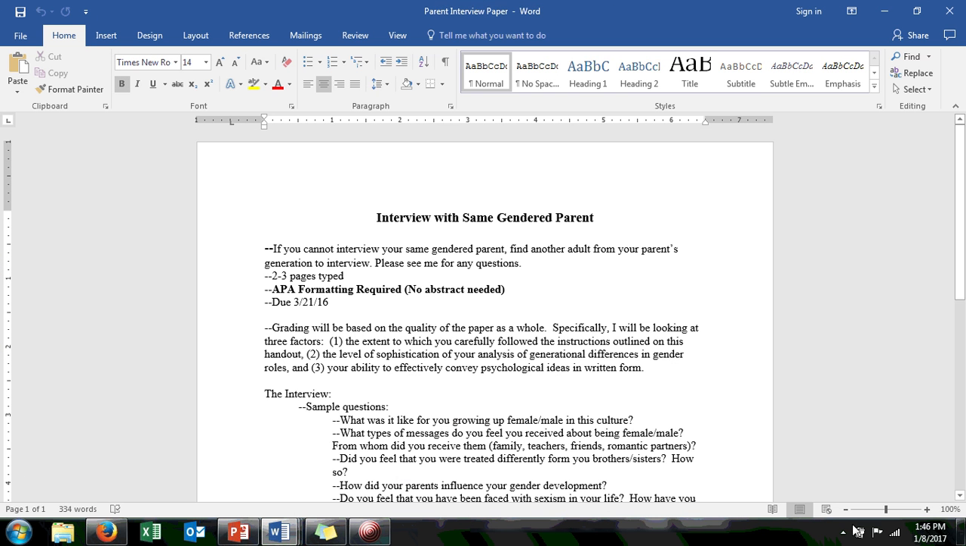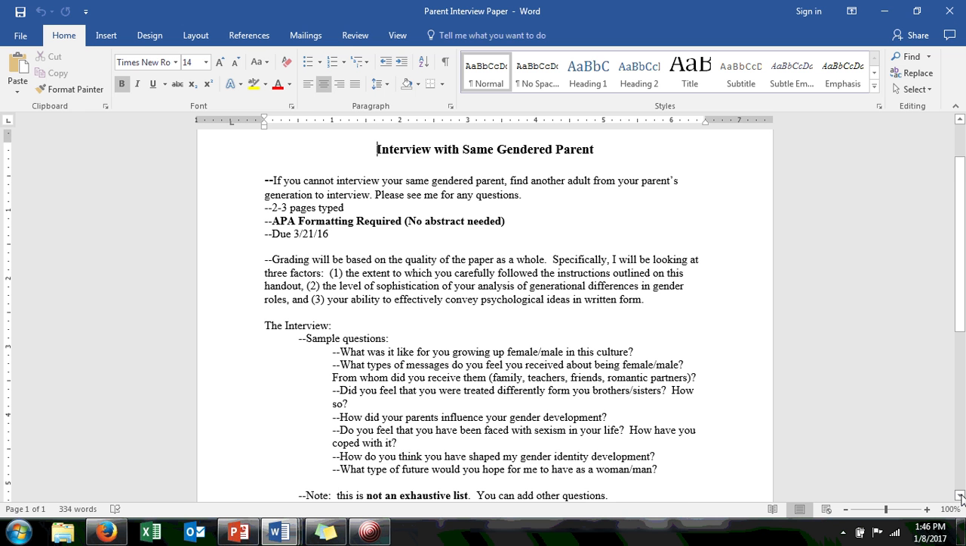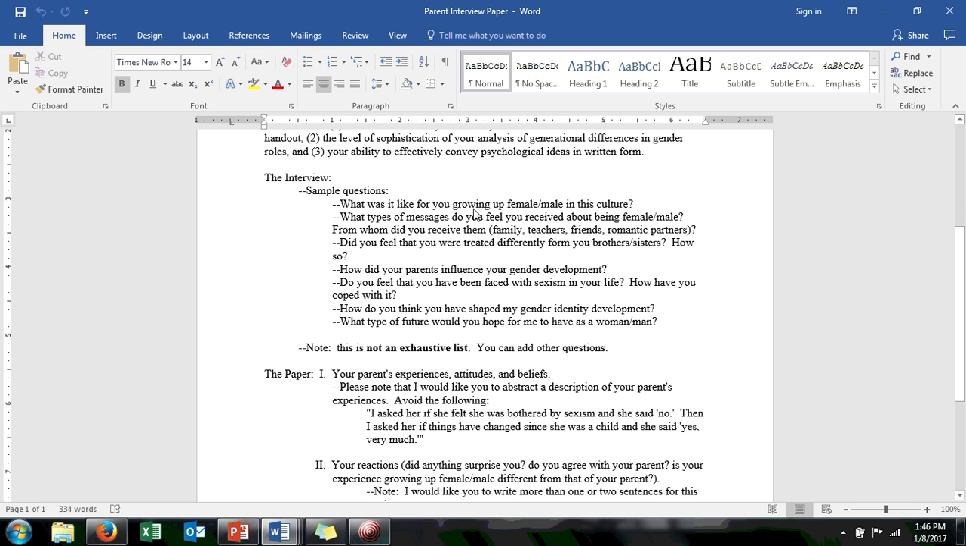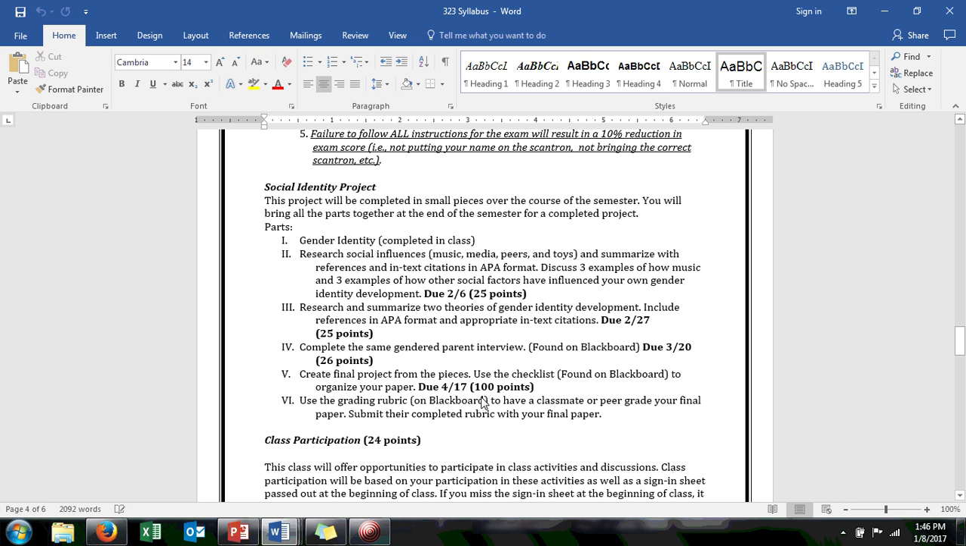There's also a separate document for the interview to help guide you through your interview paper. It talks about how you don't need an abstract, how many pages, some sample questions for the interview. You can add other questions, but these are tied into what I'm expecting to see in that final paper. And also a general format of how you should be writing the paper. This is all going to be available on Blackboard, and I'll show you Blackboard in just a minute.